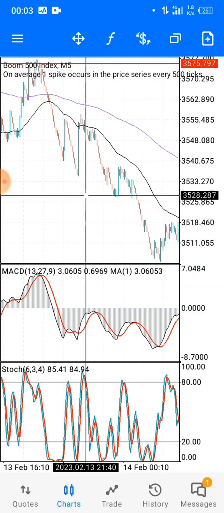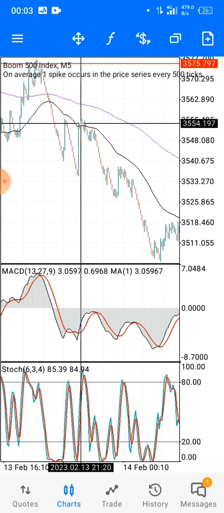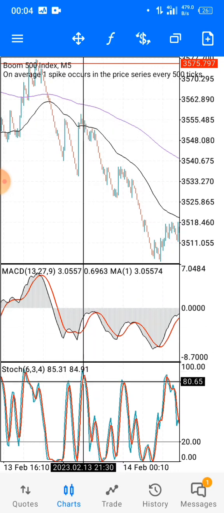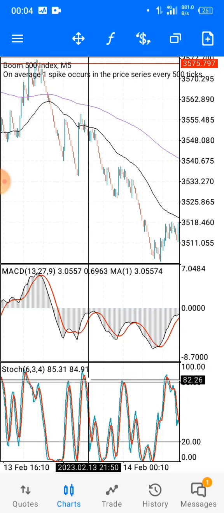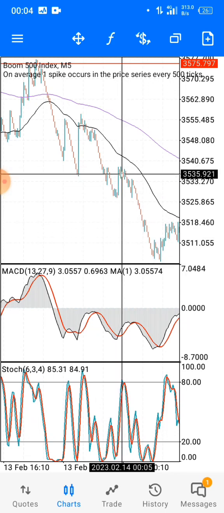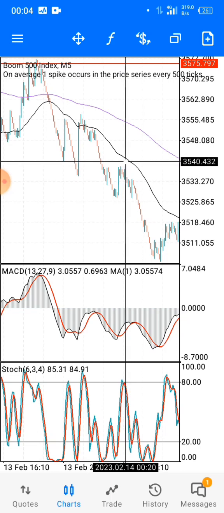So right here it reaches the 50 moving average. Our MACD is below level 0, and our stochastic is at level 80. Those are the conditions that we want. Here we don't enter. Why? Because our candlesticks did not reach the 50 moving average. So that's it for this video, guys.